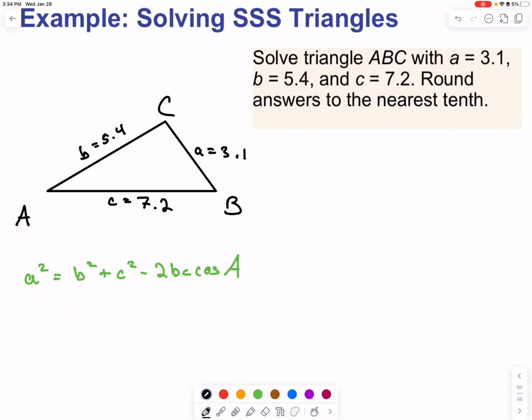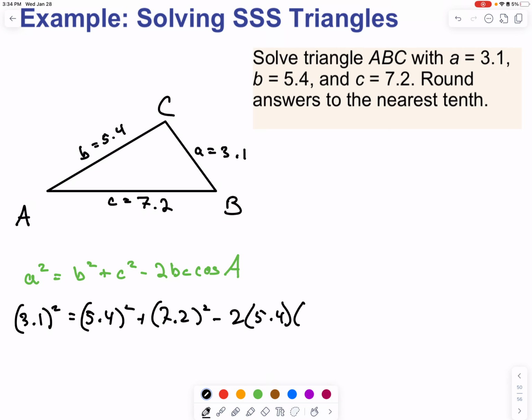So then A. So we're going to have 3.1 squared equals 5.4 squared plus 7.2 squared minus 2 times 5.4 times 7.2 times the cosine of angle A. So we've got to work this backwards to solve for that angle A. Okay, we subtract and divide.